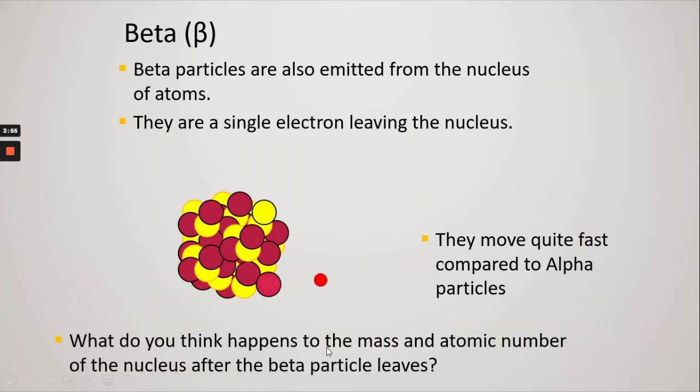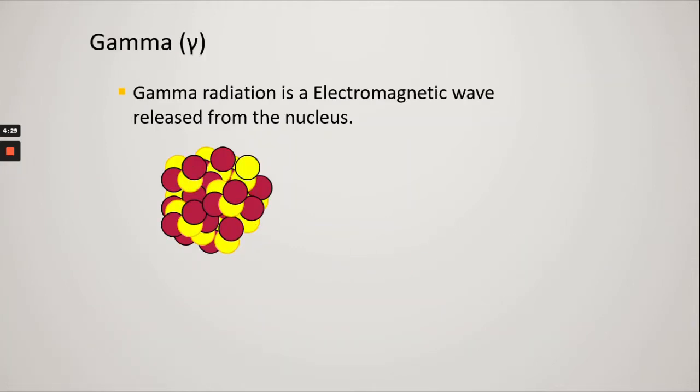So what do you think happens to the mass and atomic number of the nucleus after the beta particle leaves? Well, hopefully you remember that electrons have almost no mass, and the mass of the nucleus isn't going to change, but if we've got a neutron changing into a proton and the beta particle, the number of protons in the nucleus is going to increase by 1, so the atomic number is going to increase by 1. Again, the actual element that this atom is is going to change. Amazing.